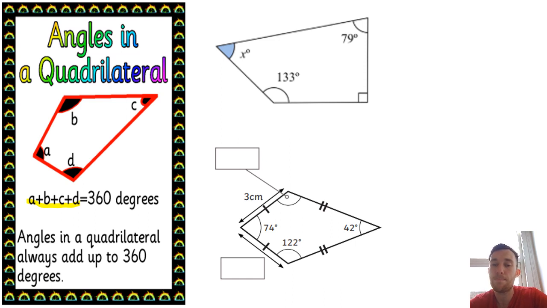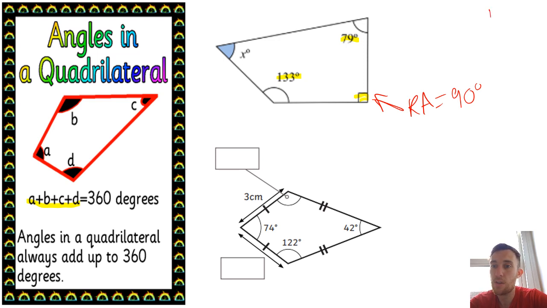360 degrees. Okay, so in our first question here, we can see we've got 79 degrees and we've got 133 degrees. But then I've got this square. I wonder whether you can remember what that square means, what type of angle that is. Yeah, you're right, it's a type of right angle. And a right angle is always equal to 90 degrees. So I've got three numbers. I just need to work out what x is.